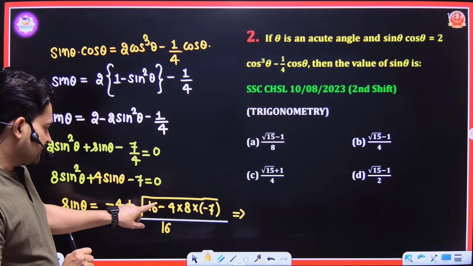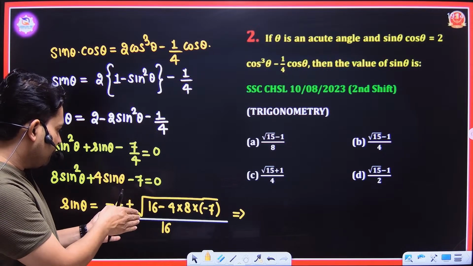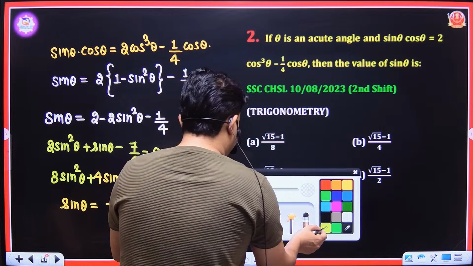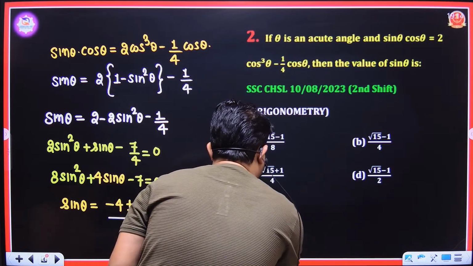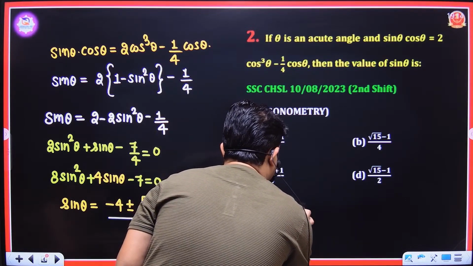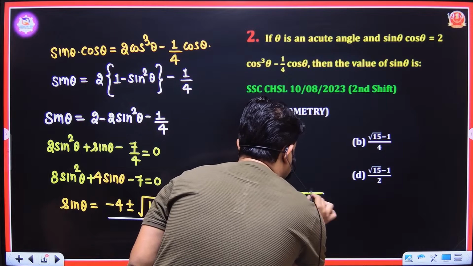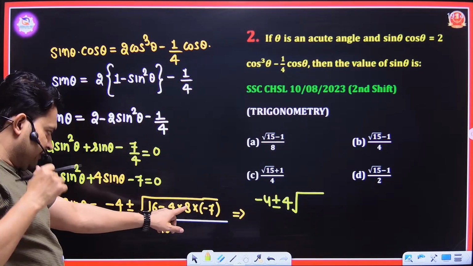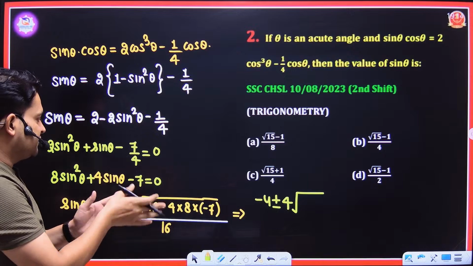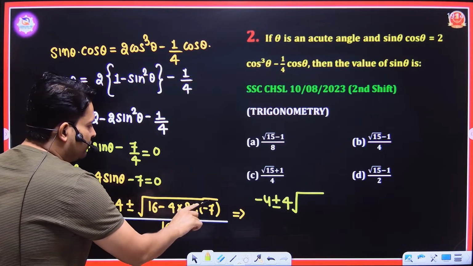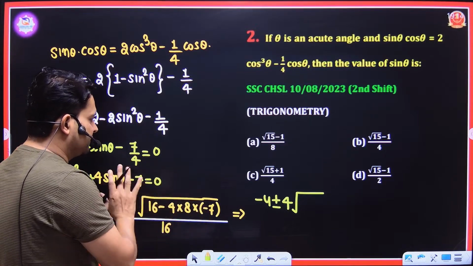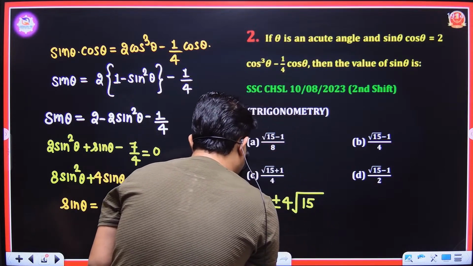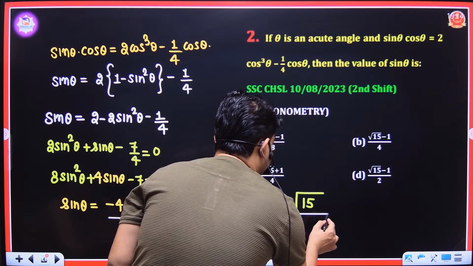I can take 16 common. If I take 16 common, then outside the square root I have only 4. So I can rewrite it as minus 4 plus minus 4 under the root. See, what we have, if there is 1 and 8 fours are 32, if I take 16 out, it will be 2. 2 into 7 is 14, 14 plus 1 is 15. I have 15 here, and divided by 16.